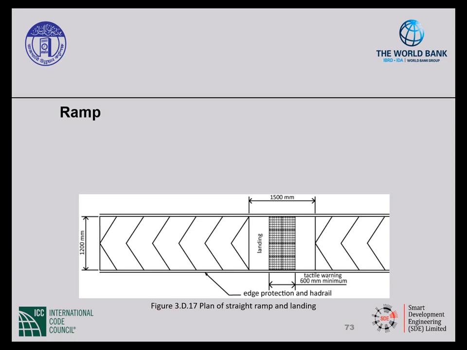At that intermediate landing, provide tactile warning, which is a minimum length of 600 millimeters by the width of the ramp. Should also provide handrails on both sides of the ramp. Now, as you can see in this picture, the handrails are provided inside the width of the ramp. You cannot encroach within that 1,200 millimeters with the handrails, so in this case, the handrails should be 1,200 millimeters apart. Also, you should provide edge protection below the handrail.